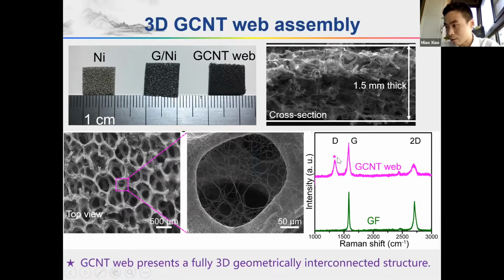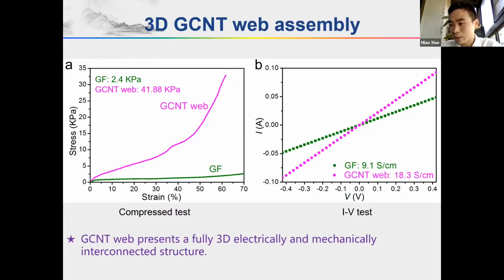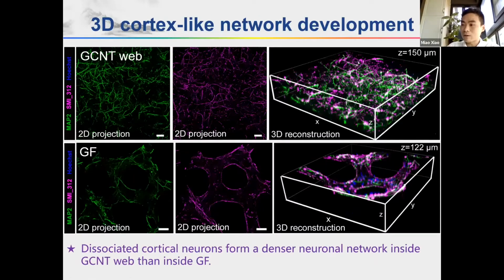And from the Raman spectra, with the D-bands, we can see that we have grown carbon nanotubes inside the graphene foam. Also, with the compression and electrical tests, the GCNT web has enhanced mechanical and electrical properties compared to the usual graphene foam. Then, after successfully preparing these scaffolds, we cultured primary cortical neurons inside the scaffolds.